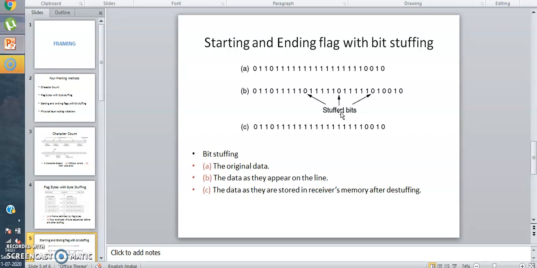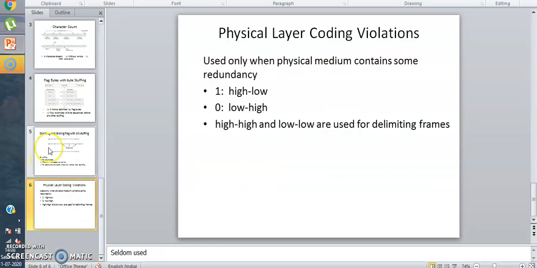Here in C, we see the data as stored in the receiver's memory after destuffing. With bit stuffing, the boundary between two frames can be unambiguously recognized by the flag pattern.